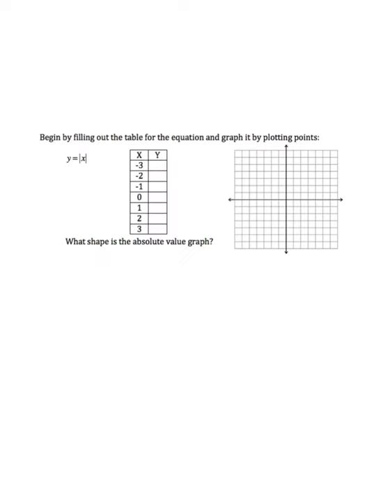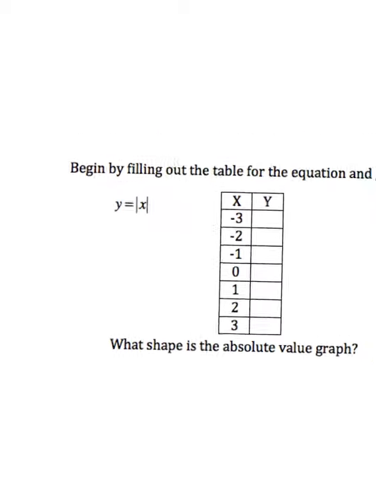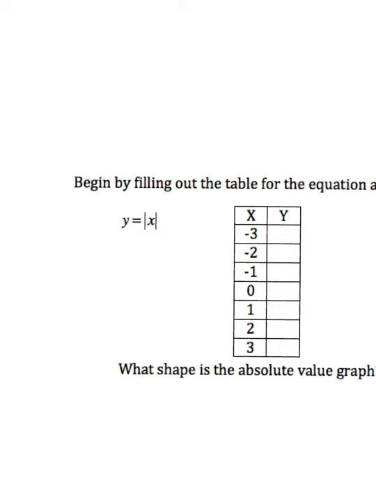So let's start out by just graphing the regular absolute value graph, y equals absolute value of x. And so if we look at the table here, if we have y equals absolute value of x, then the absolute value of negative 3 is positive 3. The absolute value of negative 2 is positive 2. Absolute value of negative 1 is positive 1. Absolute value of 0 is 0. Absolute value of positive 1 is positive 1. Absolute value of positive 2 is positive 2. The absolute value of 3 is 3. So remember, absolute value is just how far away something is from 0.